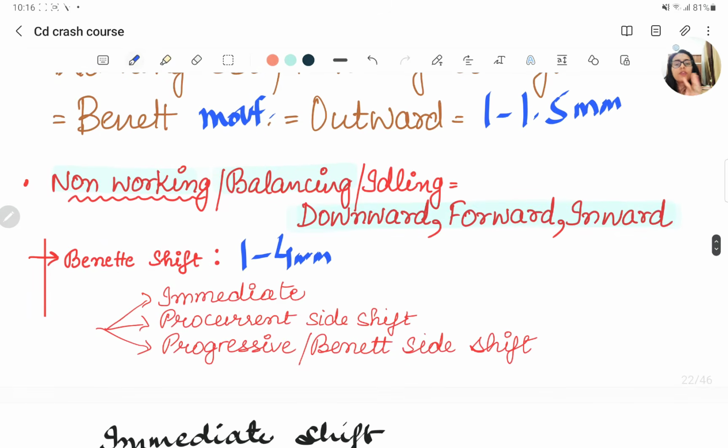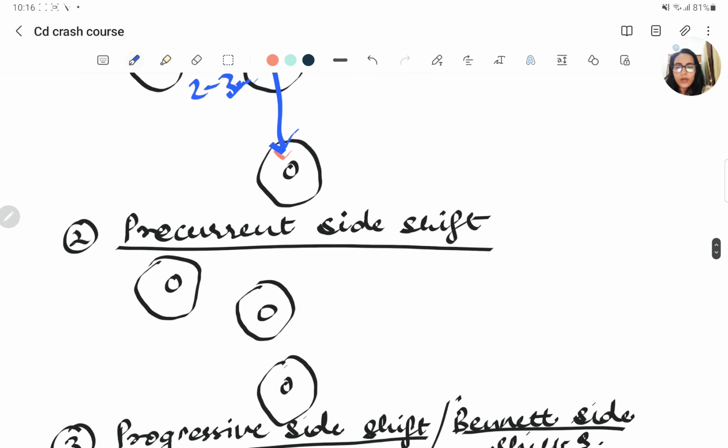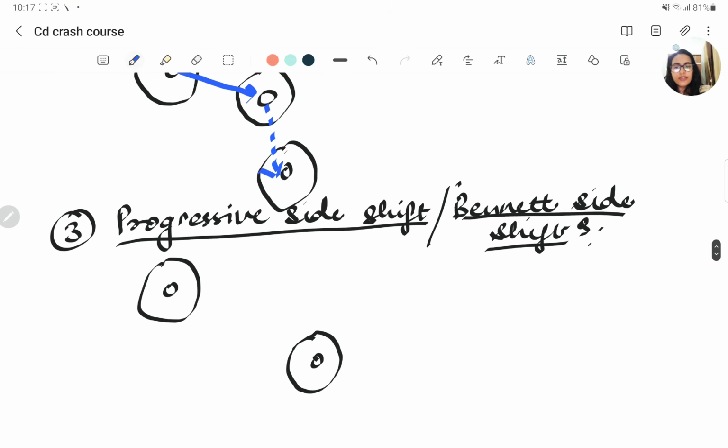The Bennett shift is of three kinds: immediate, procurrent side shift and progressive or Bennett side shift. Immediate shift is when there is lateral translation of 2 to 3 millimeter, and then there is a forward translation. Procurrent side shift is when there is rapid lateral movement and then less rapid or slow lateral side movement. Progressive side shift is when there is linear lateral translation up to 4 millimeters.